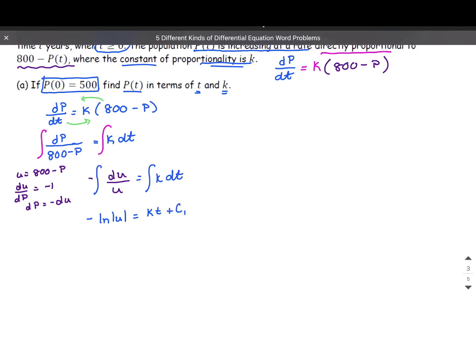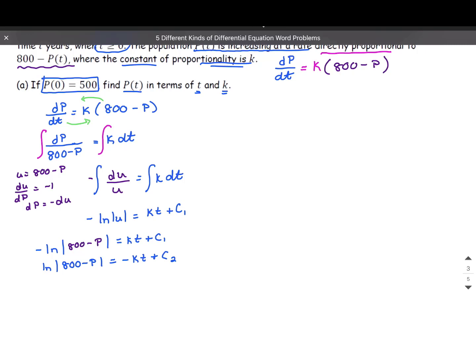Don't forget we need to do our substitution back, so this is the negative natural log of the absolute value of 800 minus P, since our u was 800 minus P, equals kt plus constant 1. I'm going to divide out that negative, so I have the natural log of the absolute value of 800 minus P equals negative kt. Now negative 1 times c1, that's just a new constant, c2. Did you like that trick?